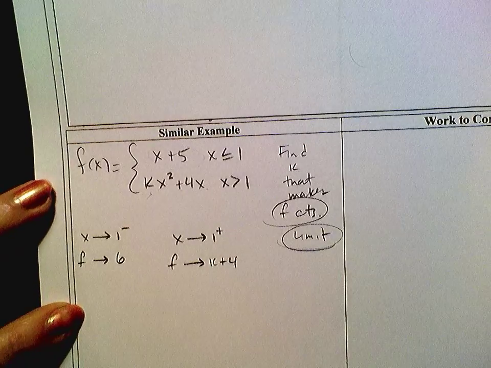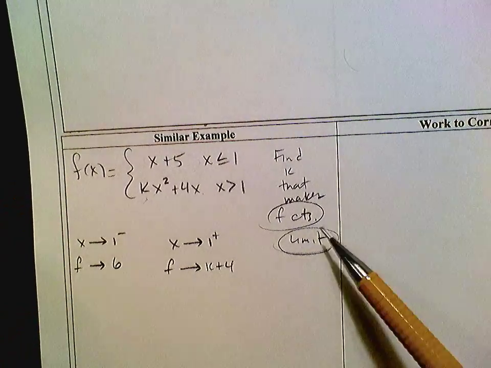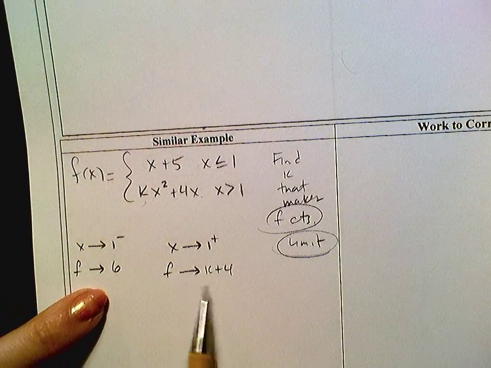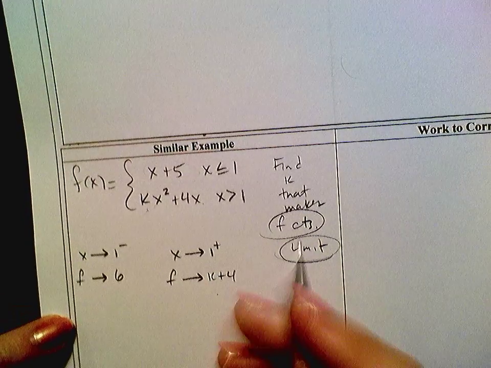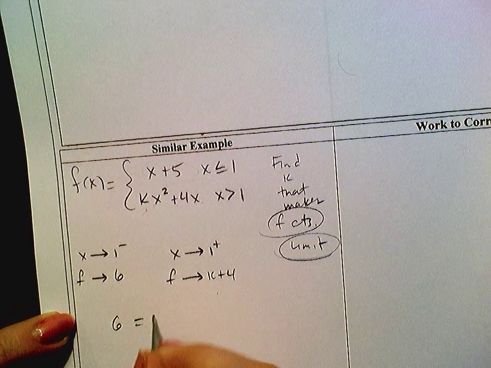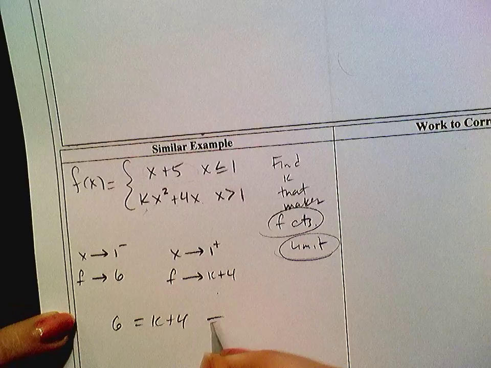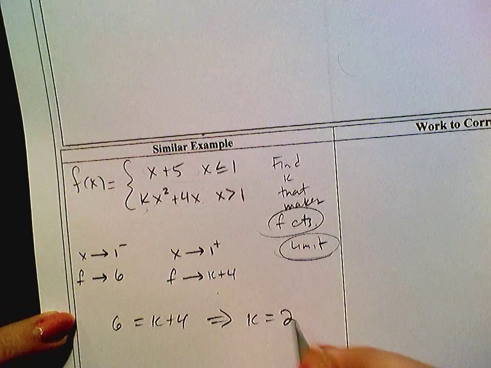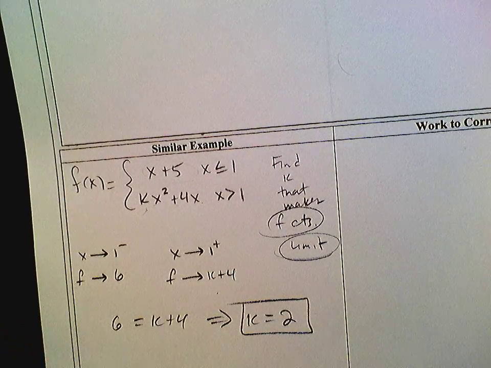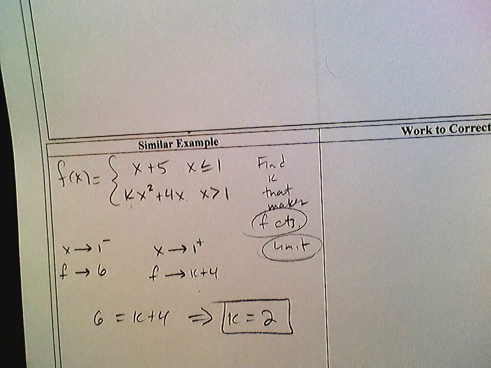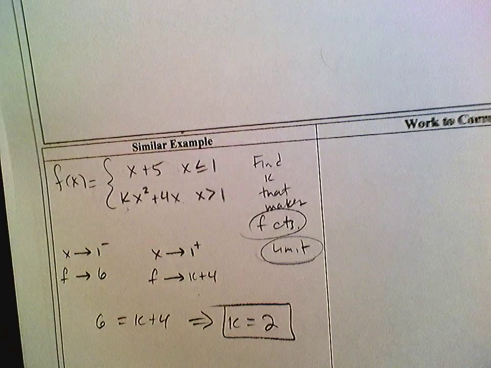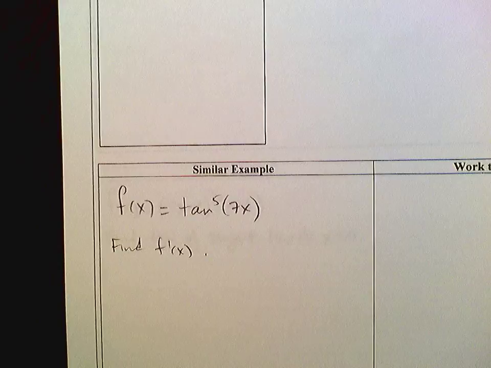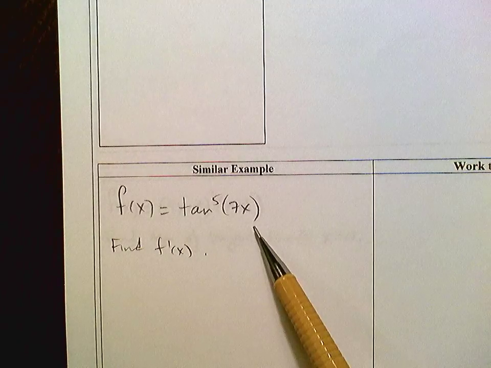Now in order to have a continuous function, the limit from the left and the limit from the right have to be equal. So you just set them equal, and we get that k is 2. So we have to always ask limit, derivative, antiderivative. Which of those?